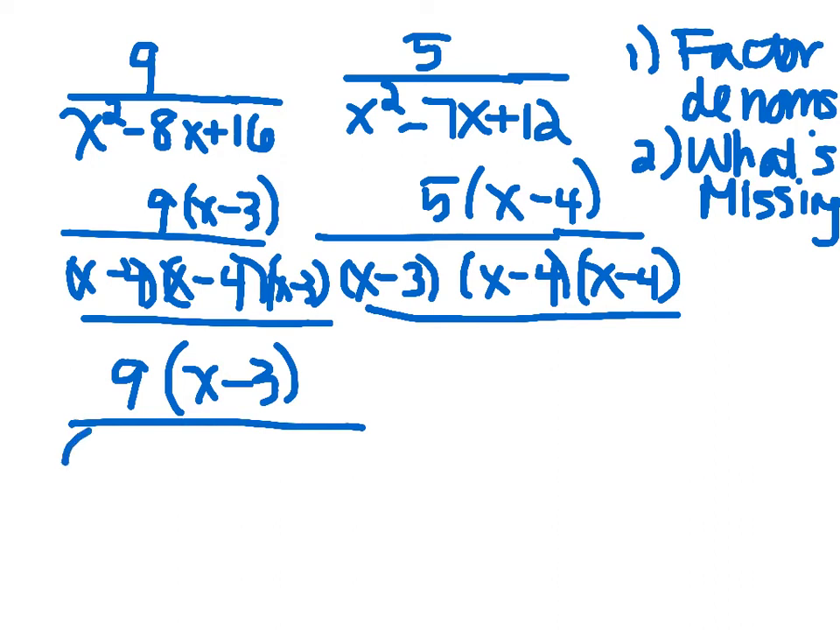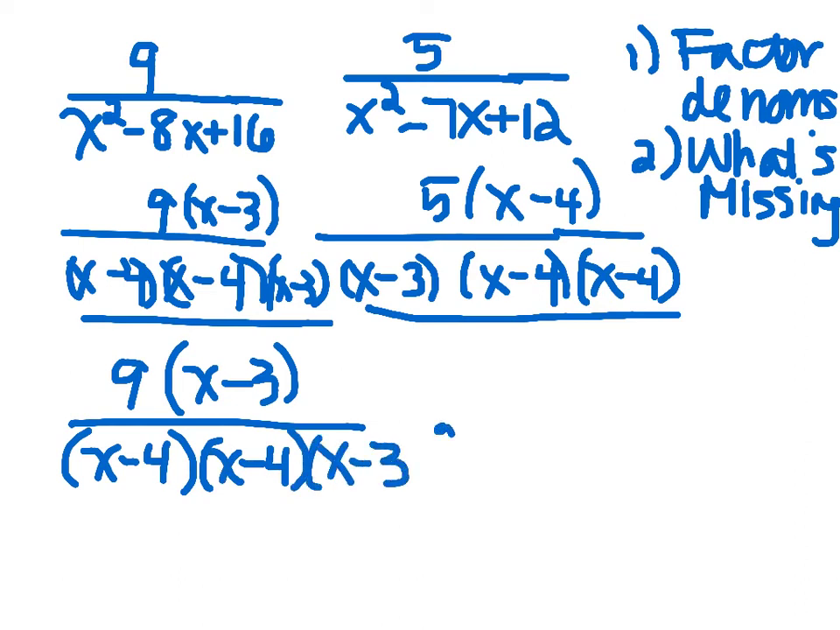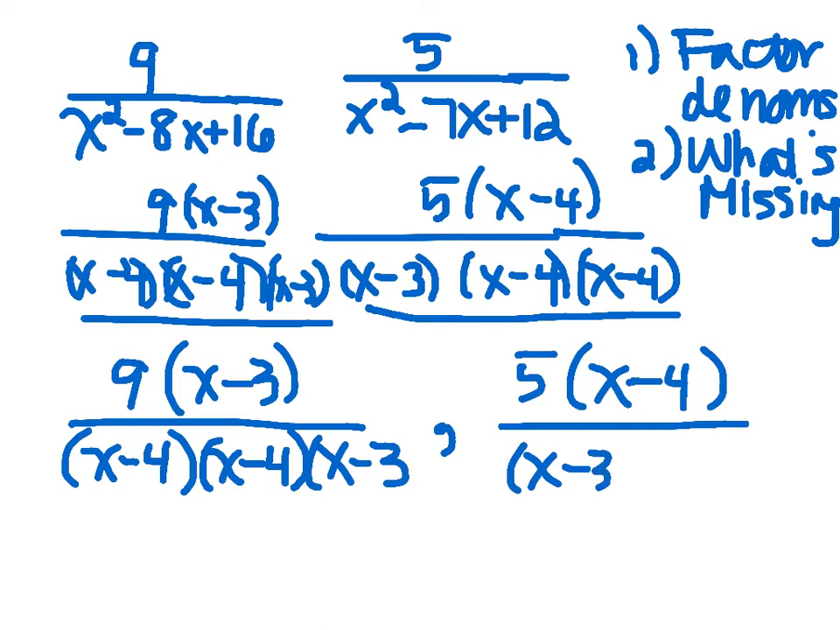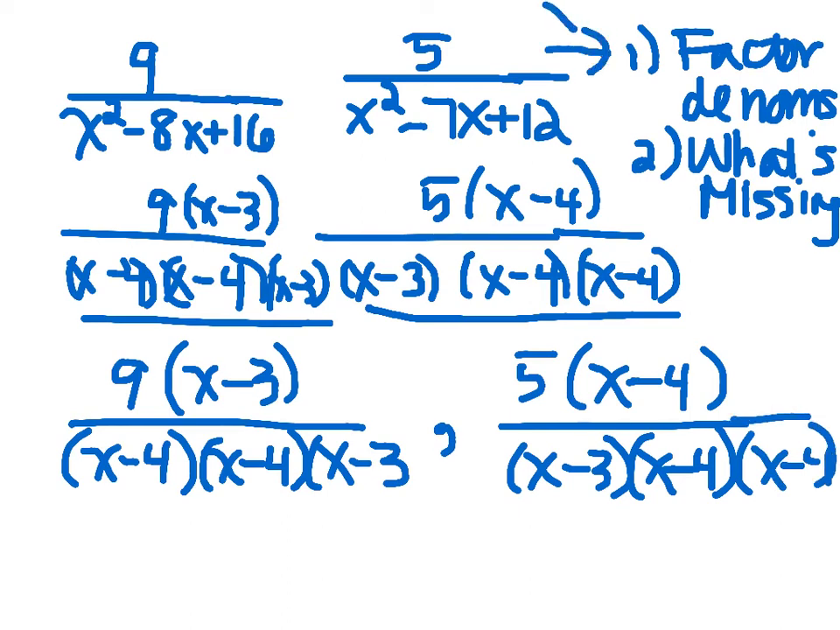9 times (x minus 3) over (x minus 4)(x minus 4)(x minus 3). And the second fraction is 5 times (x minus 4) over (x minus 3)(x minus 4)(x minus 4). Be sure you factor this completely and then figure out what's missing. Put that in the collection of factors on the bottom and then also multiply the top by that, because you can't just multiply the bottom of a fraction, the denominator. You've changed the value.